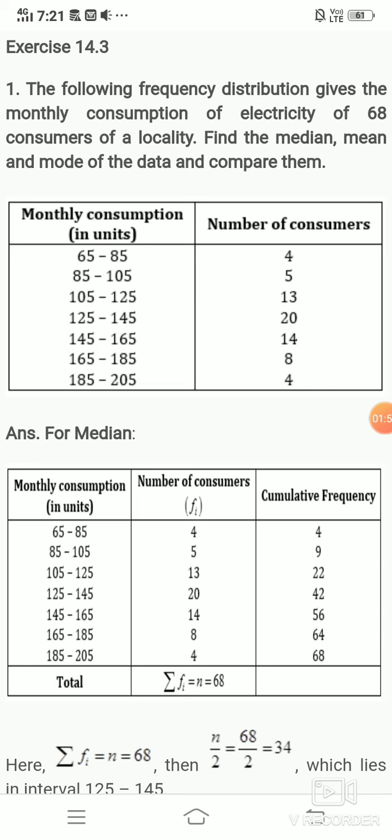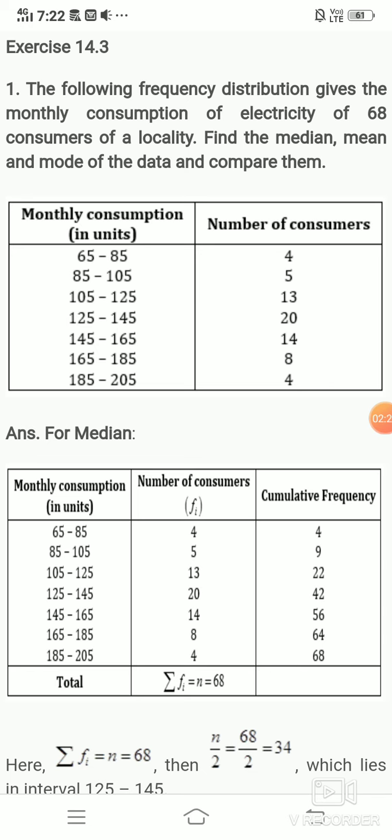Suppose here fi is given as 4, 5, 13. First write 4, next 4 plus 5 is 9. Next 9 plus 13 is 22. Then 22 plus 20 is 42. Next 42 plus 14 is 56. Next 56 plus 8 equals 64. Then 64 plus 4 equals 68.